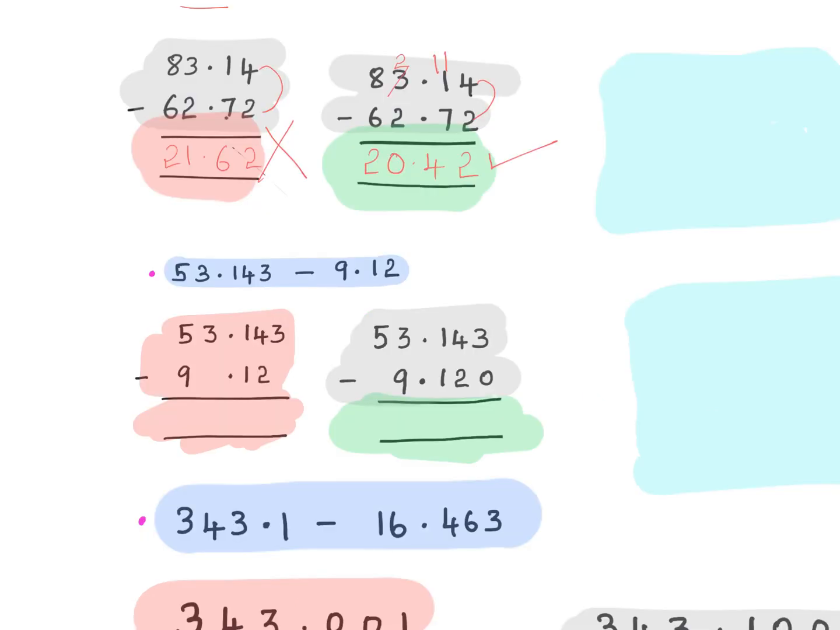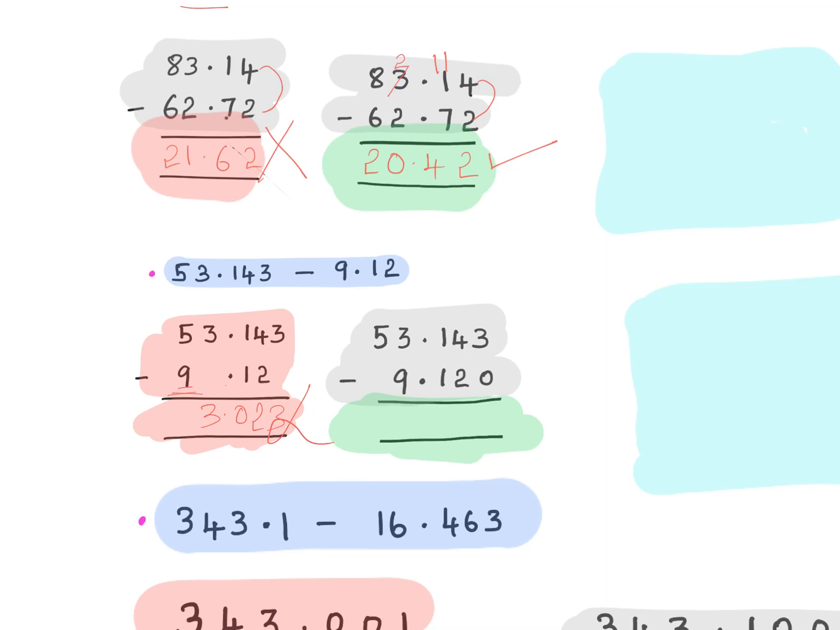The next example, 53.143 minus 9.12. Here what we have to do is write 53.143 and 9.12. Now 3, 4 minus 2, 2. 1 minus 1, 0. 3. Here 5 minus 9. Is it possible? We did some mistake, right? Yes, it is a wrong answer.